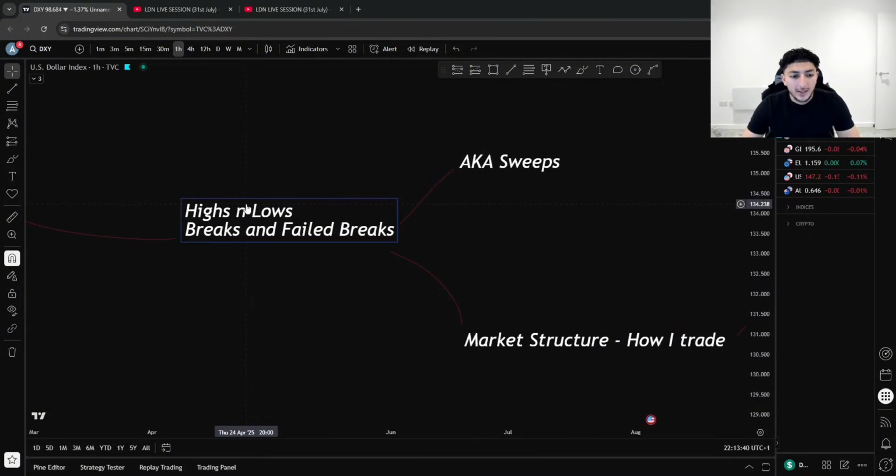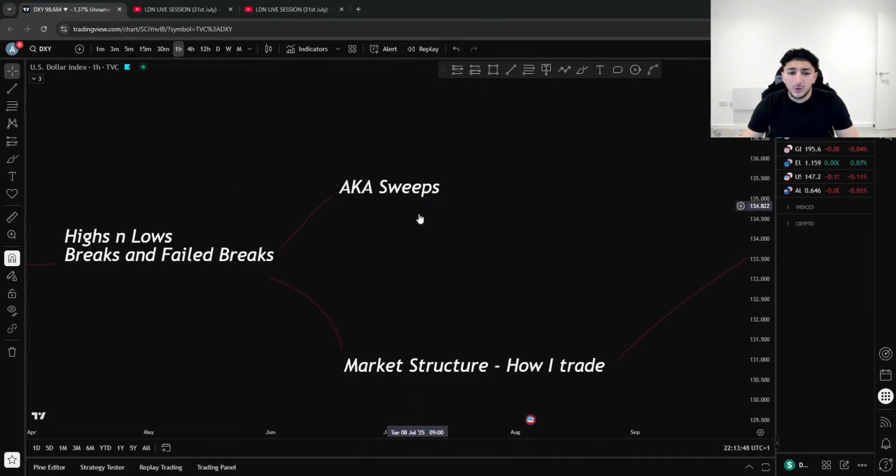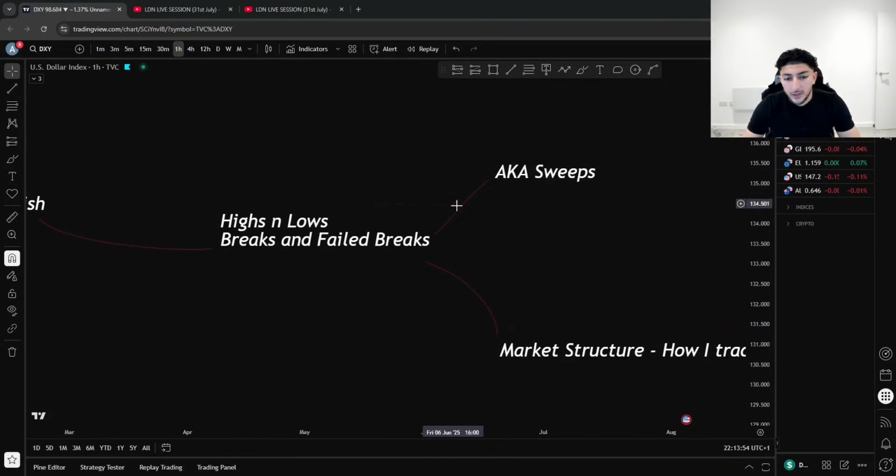Well, I look at highs and lows, and I look at breaks, and I look at failed breaks, and then obviously failed breaks, also known as sweeps. Also can be not sweeps as well, if we go near it, but we won't talk about that too much, or we won't confuse you all. So let's just talk about breaks, failed breaks, also known as sweeps.